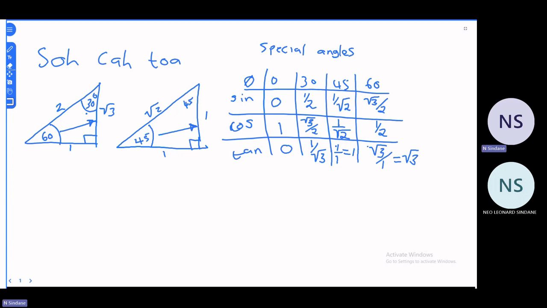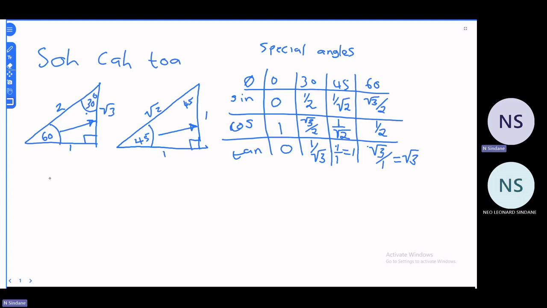That is it when it comes to special angles. See, you no need to cram the table, but understand and know the two triangles. Therefore, you can use those two triangles to draw your own table. Right?